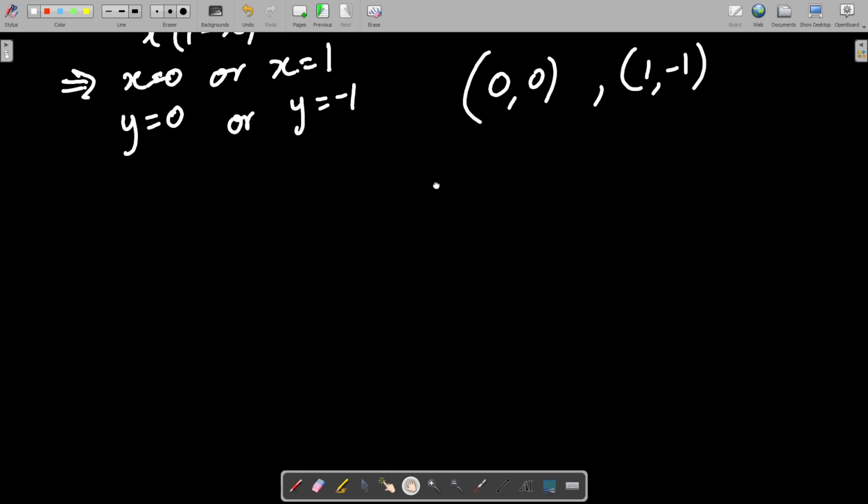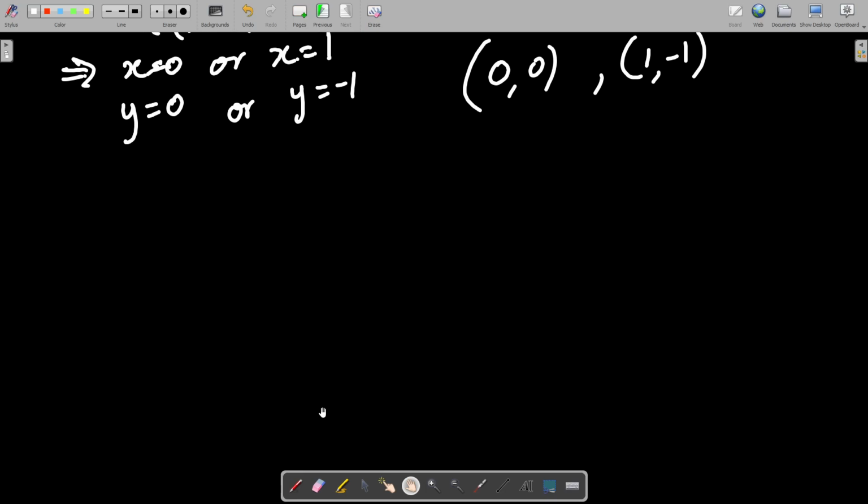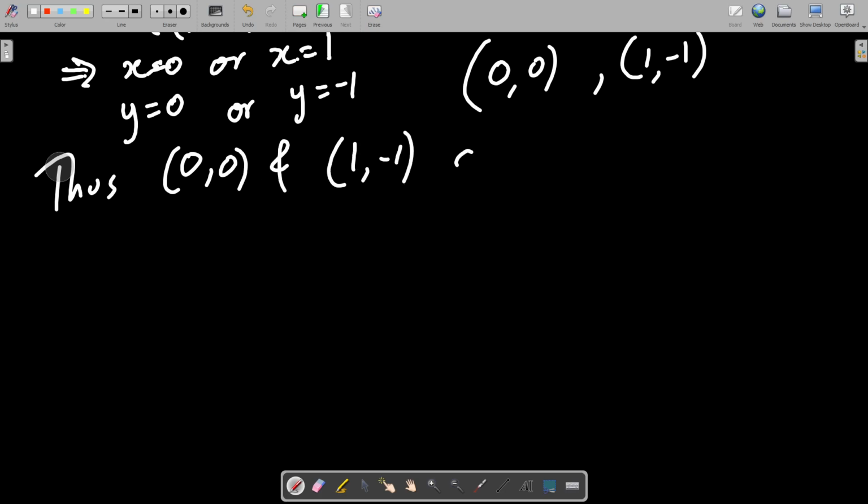So having done this, now let us go to the second order derivatives. Okay, this is the end of the first part. So write down over there: thus 0, 0 and 1, minus 1 are critical points.